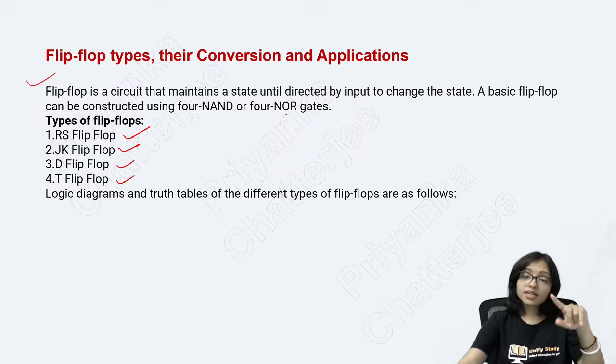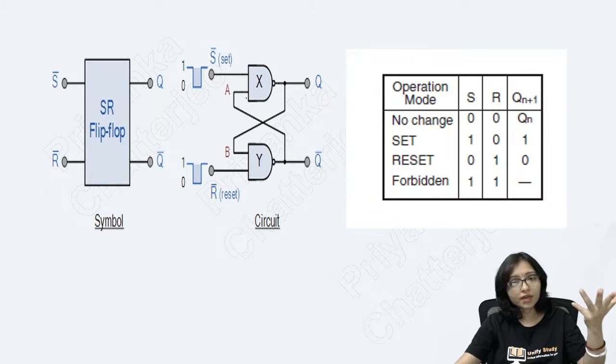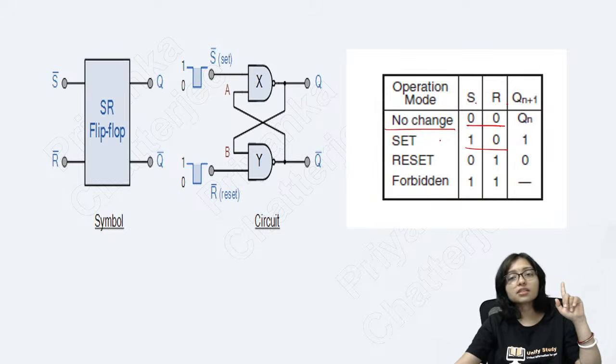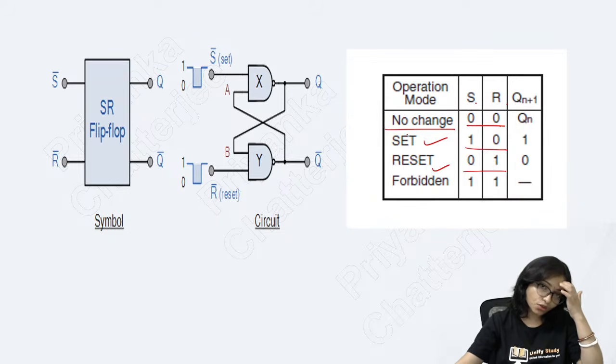Yes, one state is depending on another state. That is a flip-flop. Here you can see the set reset. How is this working? Set reset. 0 0 means no change. SR 0 0, no change. 1 0 is set, 0 1 is reset. 0 1 means reset, 1 0 means set.